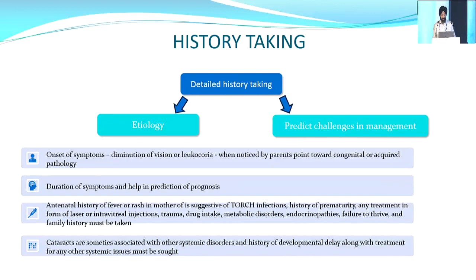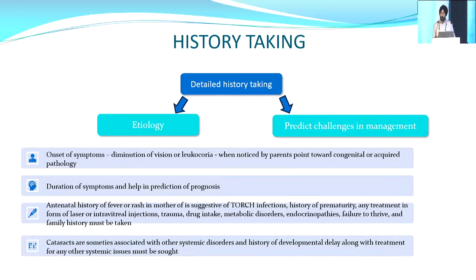Antenatal history, again, very important. Any history of fever or rash in the mother to rule out any TORCH infections. History of prematurity, again. Any treatment in the form of laser or intravitreal injection, which could lead to, again, a cataract formation because of the injections or maybe otherwise. Any drug intake, any metabolic disorders, any history of delayed cry, that's very important.